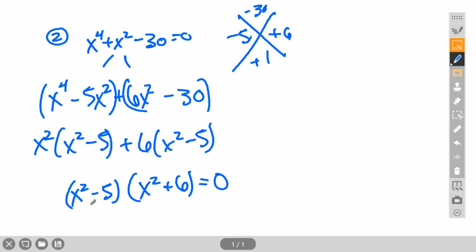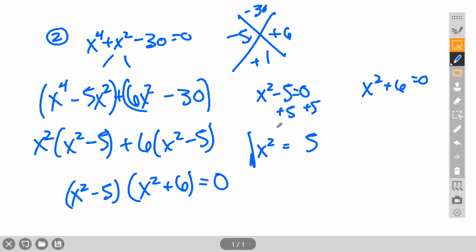So for each of these, we want to know how to make these factors equal to 0, so we'll set each one of them equal to 0. X squared minus 5 equals 0, x squared plus 6 equals 0. Solving the first one, add 5 to both sides. X squared equals 5. Square root both sides. X is equal to plus or minus square root 5.